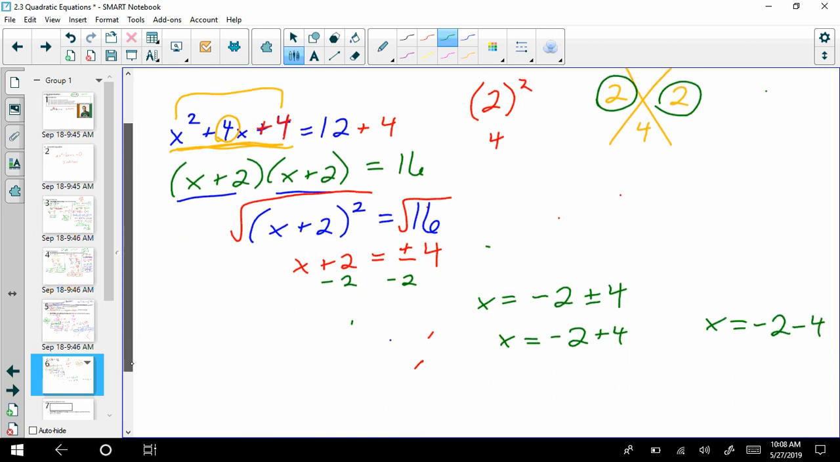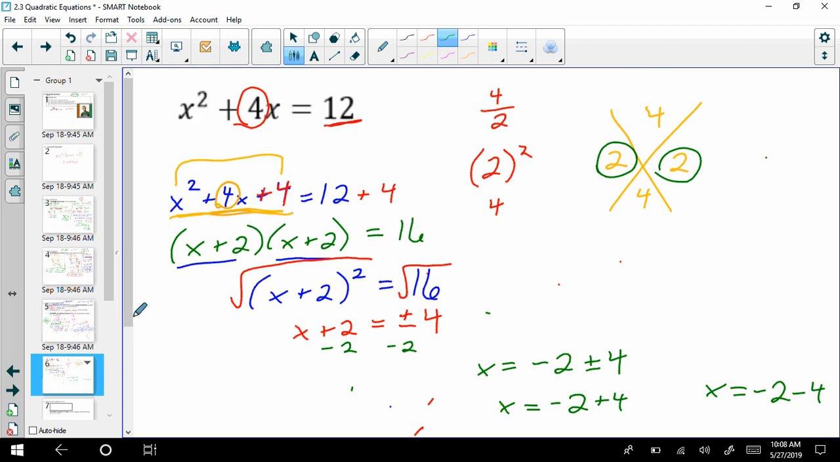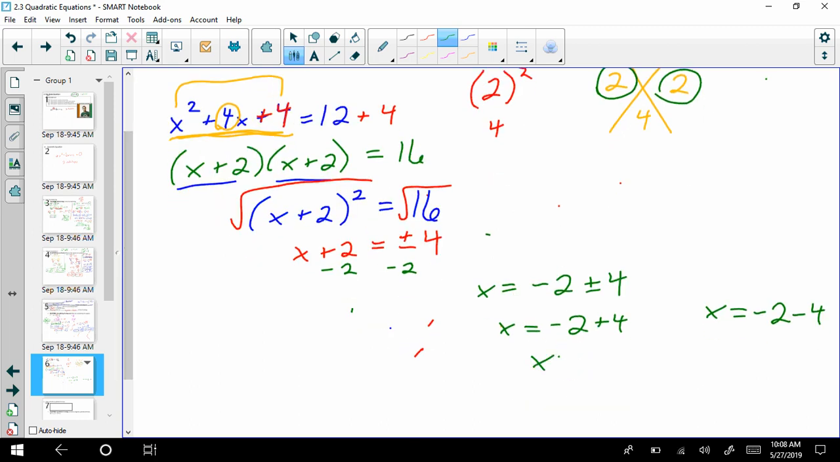Now here, you can tell me what those are because there's no square roots. So negative 2 plus 4, I get a nice whole number answer, 2. And the other one, negative 2 minus 4, I get negative 6. So those are my two answers.